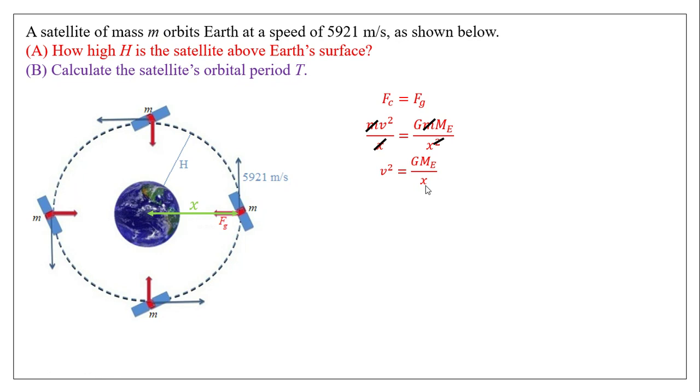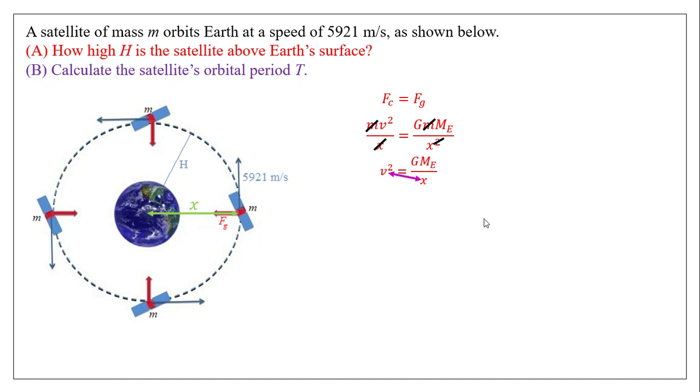Okay. But here, it asks you to find how high H is, right? Or the height H that the satellite is above. As you look at this, you notice in my diagram, X includes the distance from the center of the Earth all the way to the satellite. So it actually includes H. X in my diagram is the radius of the planet, add H, and that gives me X. So I can just solve for X. And once I solve for X, I can just do a quick subtraction, okay?